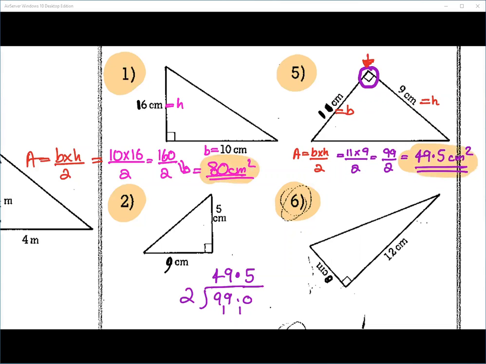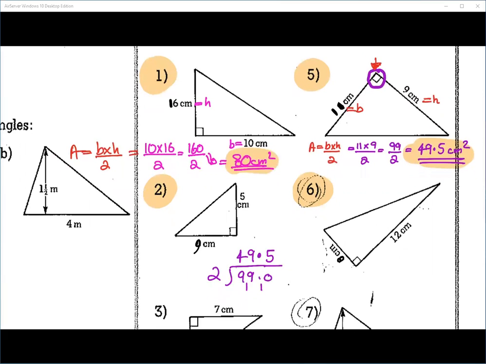Okay, so we've got two answers given to you now: 80 and 49.5. Number 6, 8 times 12. Yes, that's an 8 here, 8 times 12. So this one could be your base, and this one, the 8, can be your height.